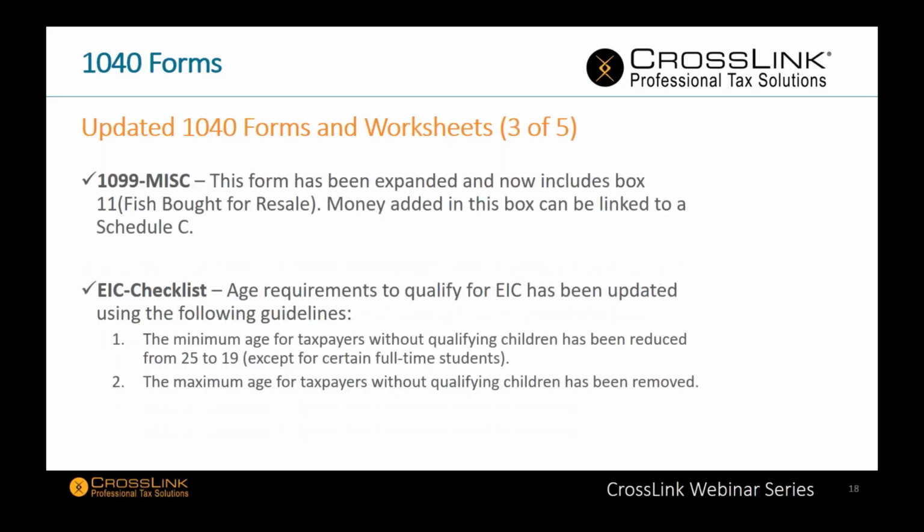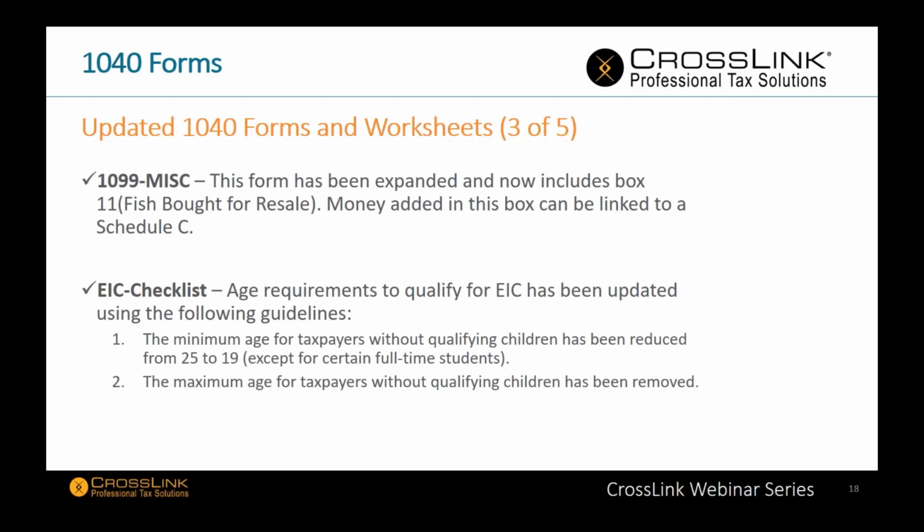Next up, some changes to the 1099-MISC. This form has been expanded and now includes a box 11 for fish bought at resale. So if you have any of those types of customers, we've added that. Money added to this box will be linked to the Schedule C.